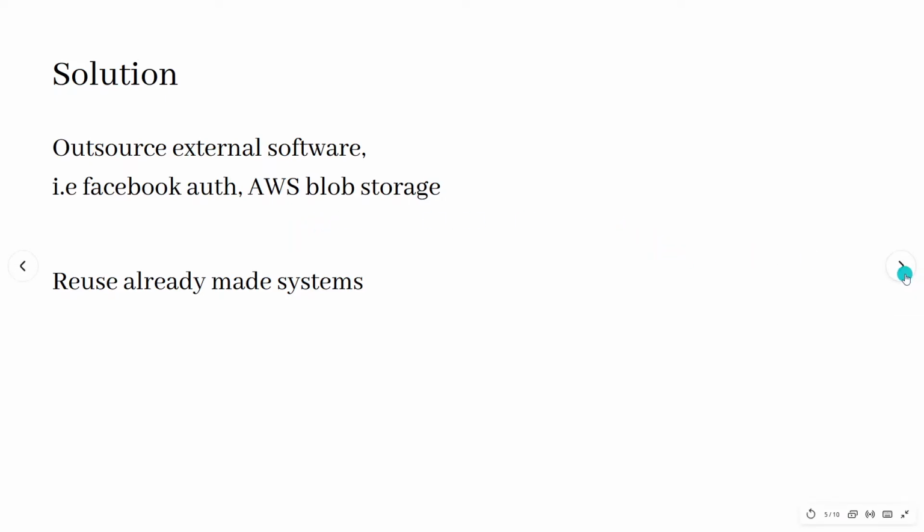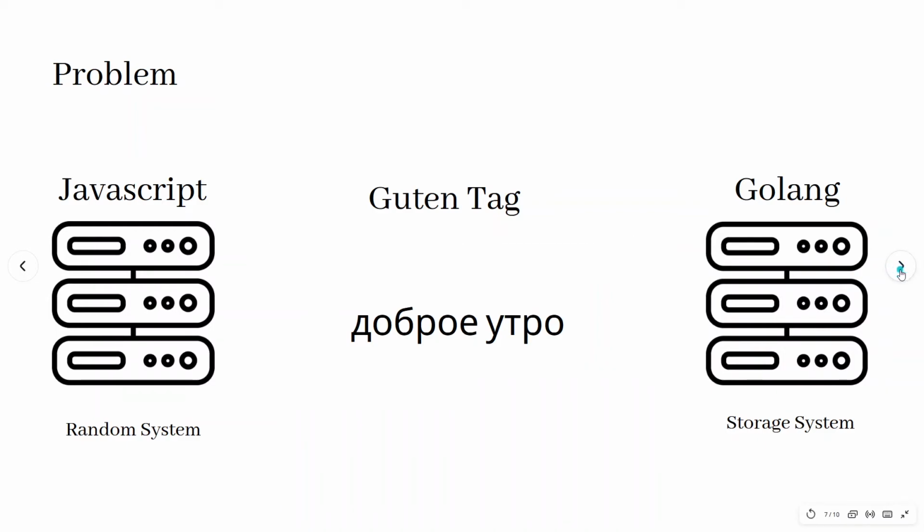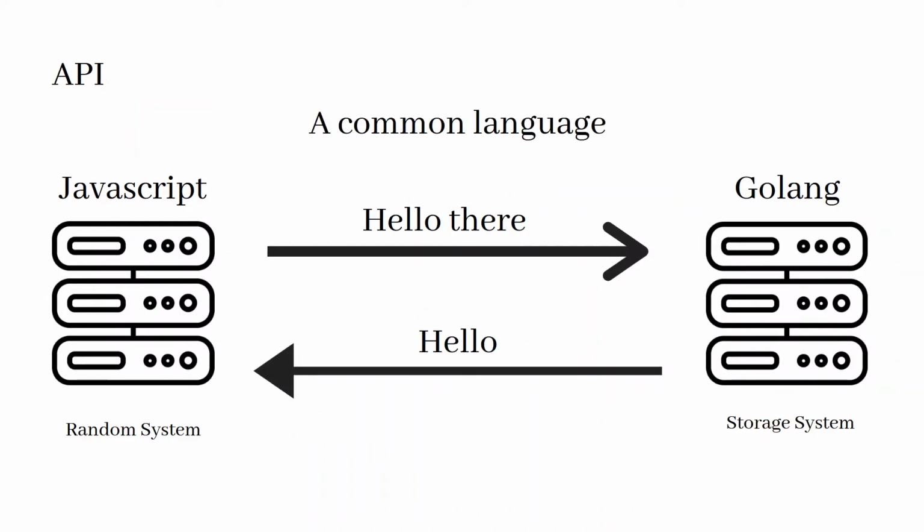But then, communicating with the other system, for example, your system is running on JavaScript and the other system is running on Go, or the outsourced software, for example Facebook auth, is using PHP while your system is still using JavaScript. How would you communicate between those two different systems? It's like in the real world, where I'm speaking in my mother tongue and you're speaking in your mother tongue. How would we communicate and interact? So there should be a common language between those two different systems, or between those two different people.